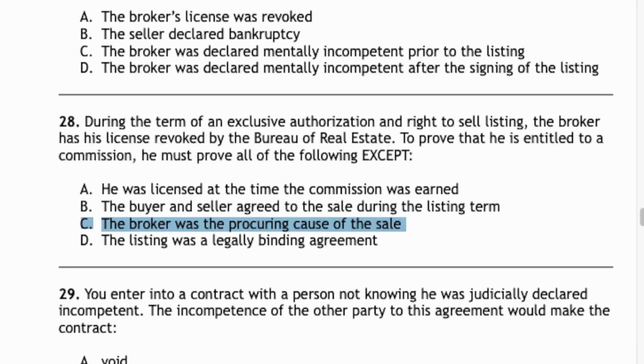Now, I understand why that is. I just didn't read the question carefully enough. Which of the following must he prove except? It doesn't matter if the broker was the procuring cause of the sale with an exclusive authorization and right to sell listing. We went over that earlier. You don't need to be the procuring cause of sale with that type of agreement.